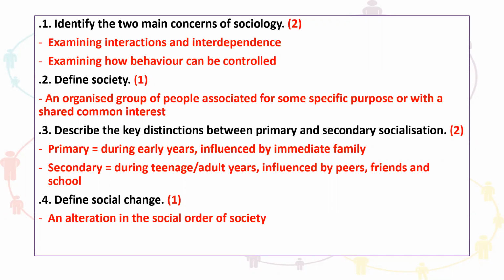And then the second part is examining how behavior can be controlled. So looking at different factors, different social conditions that impact on people's behavior and people's lifestyle choices and the way that they go about doing what they do. So interactions and also control of behavior, that's the key thing there.